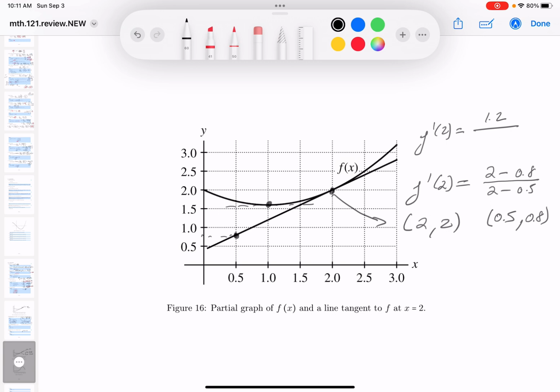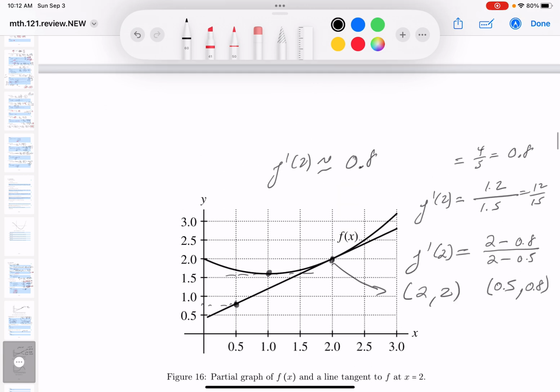And I'm sorry, 2 minus 0.5 is 1.5. So I'm going to say it's 12/15. How'd I do that? Multiply top and bottom by 10. I'm going to divide through by 3. I would get 4/5. And I'm going to say this is about 0.8. All right? So I'm going to say f prime at 2, in my estimation, is around 0.8.